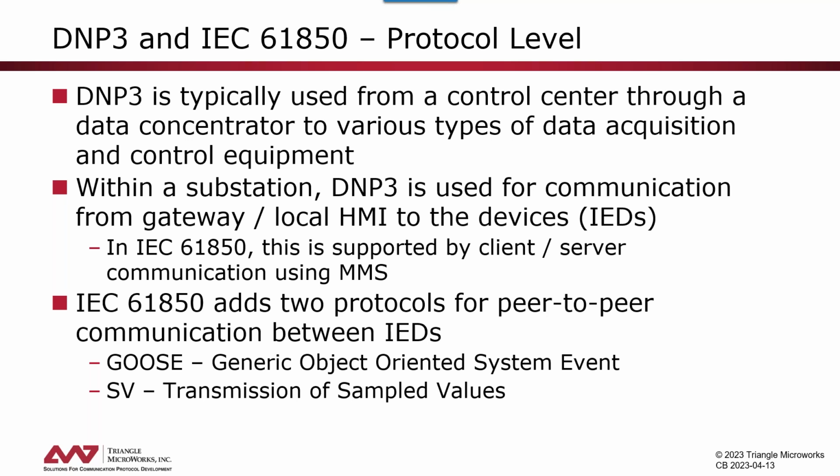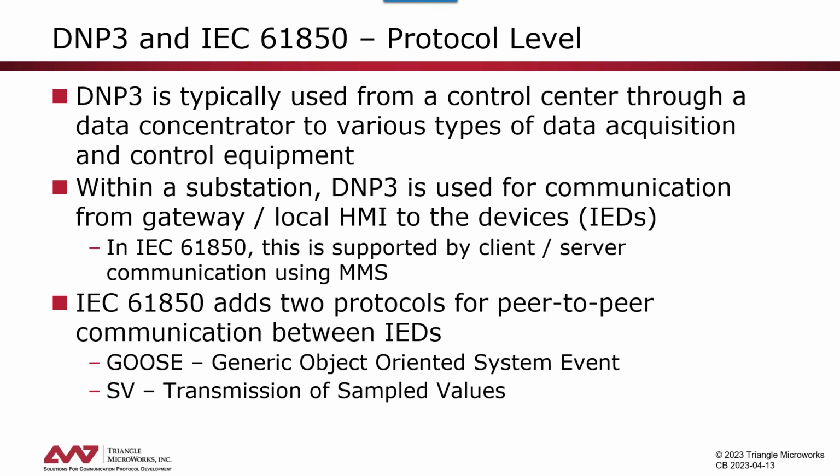DNP3 is used from control center through data concentrators down to devices. Within a substation, it's typically used for what we call sometimes vertical communication between IEDs and the gateway local HMI. DNP3 provides control of process equipment and event-driven data acquisition with quality flags.